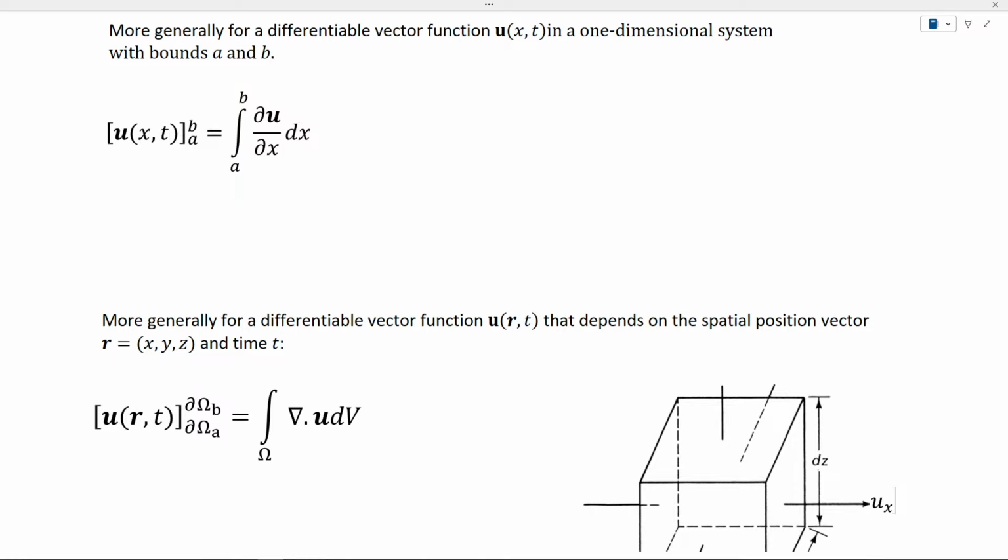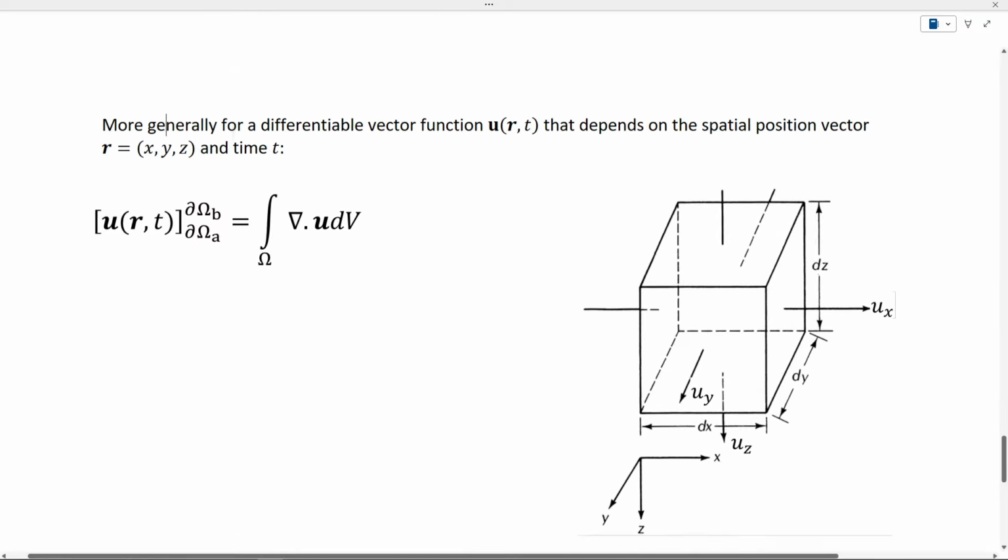Here, my R is not just changing in one-dimensional space, it is changing in X, Y, Z. So my R here is a vector X, Y, and Z. I can write the same thing, except the limits from A to B will not be an interval from X1 to X2, but from an area 1 to an area 2. And the integral will be over dx, dy, dz, and that will give you the volume. Again, don't be overwhelmed.